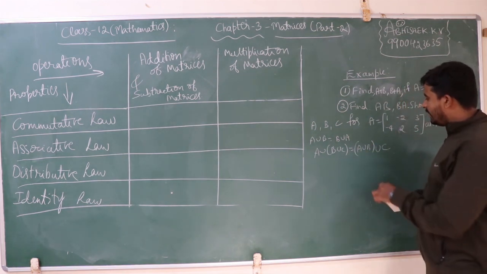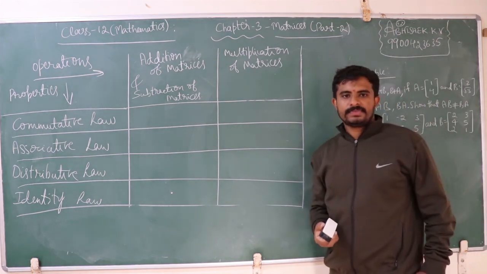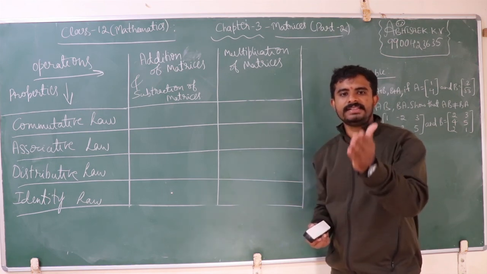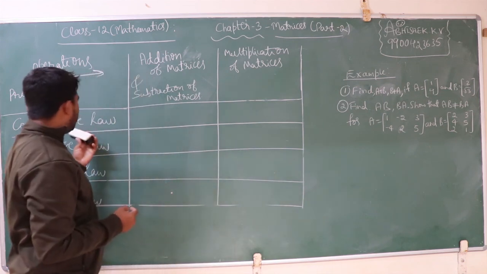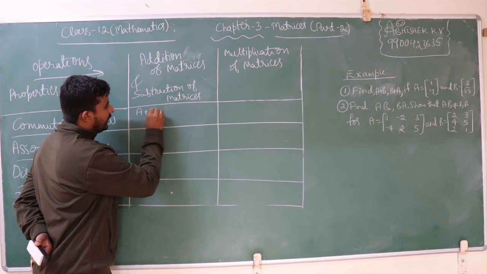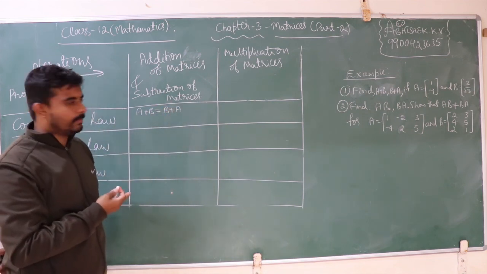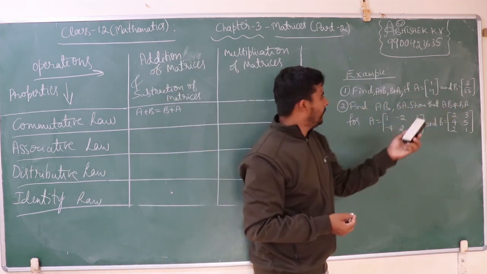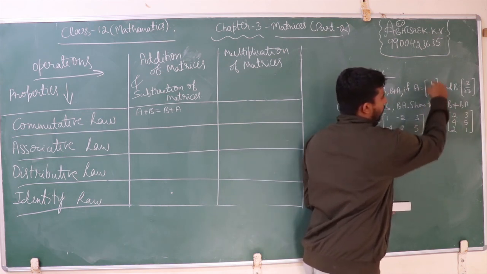Similarly, commutative law for addition of matrices. Instead of union, we need to write the addition symbol. If I consider the commutative law for addition of matrices, A plus B is equal to B plus A. Yes, it is possible. Consider two matrices, say A and B. What is the order of this matrix? Two rows and one column.